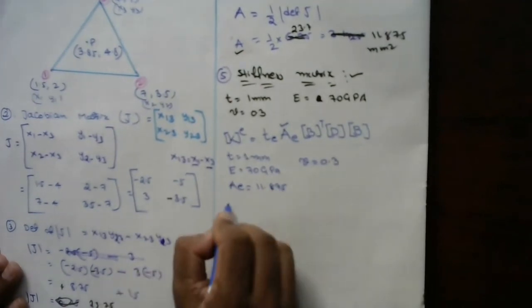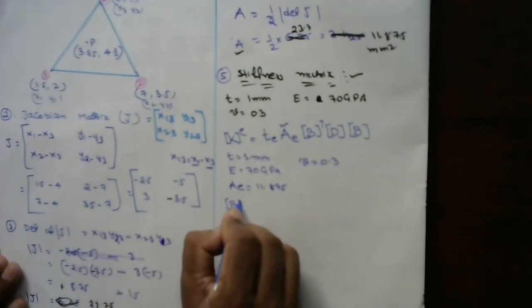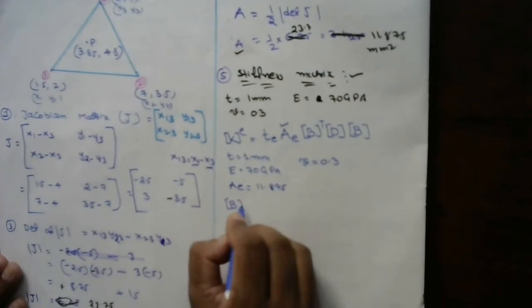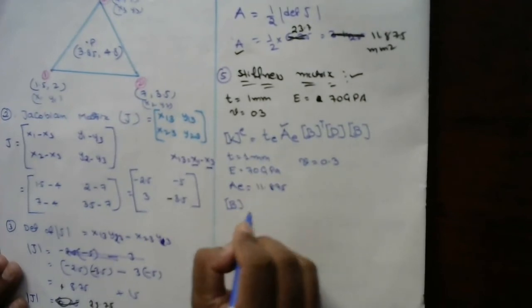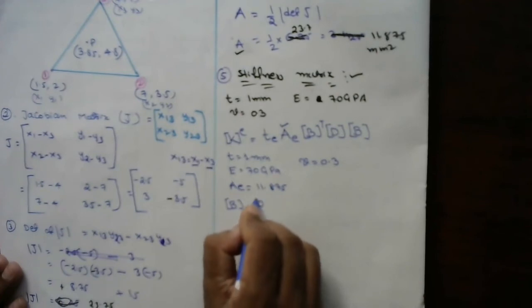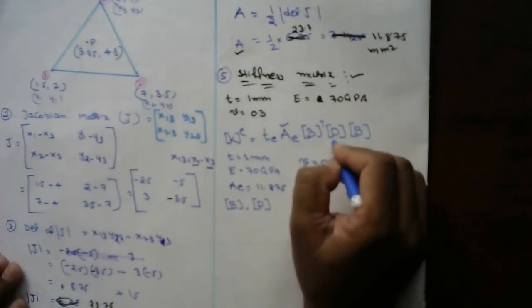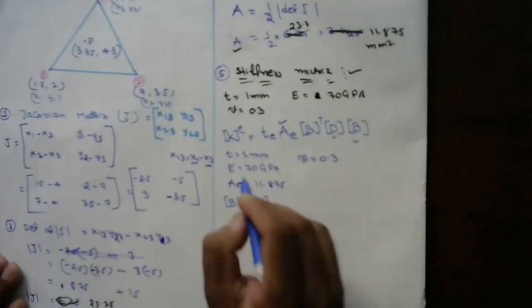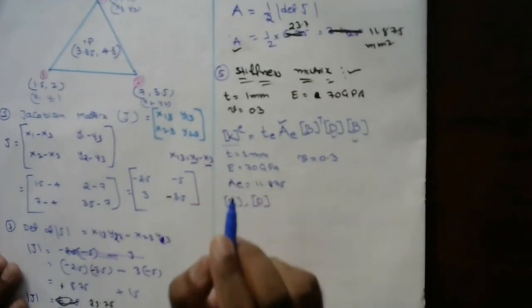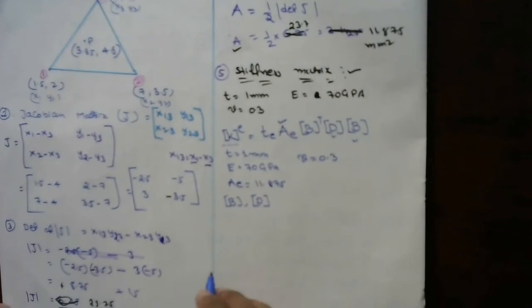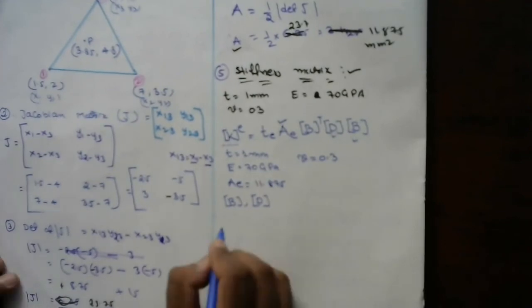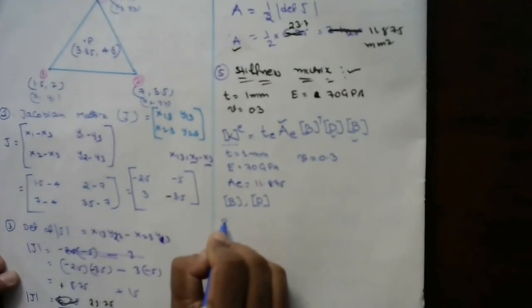And how to calculate the B matrix? Once you get the B matrix, you have to calculate the B transpose, as well as the material property matrix D. If you know these two, B as well as D matrix, then it is possible to calculate the stiffness matrix for a given CST element. Let us try to find out the B matrix first.